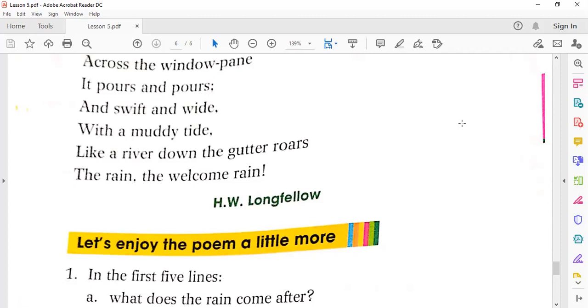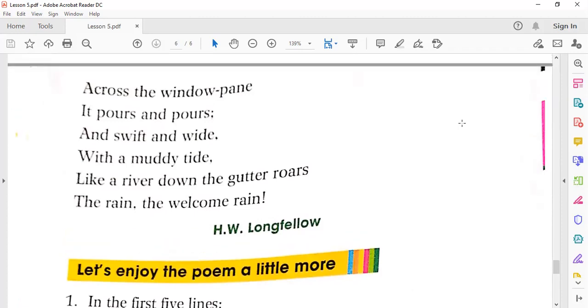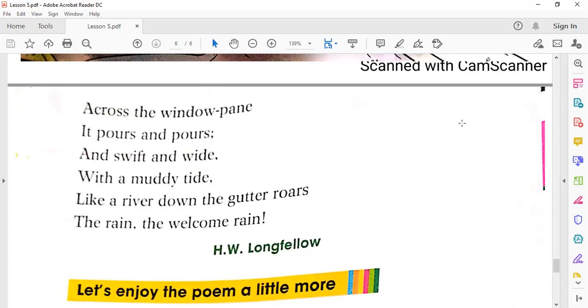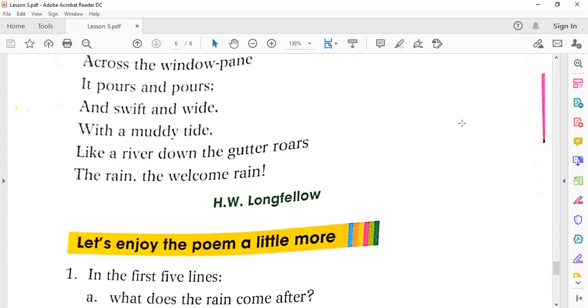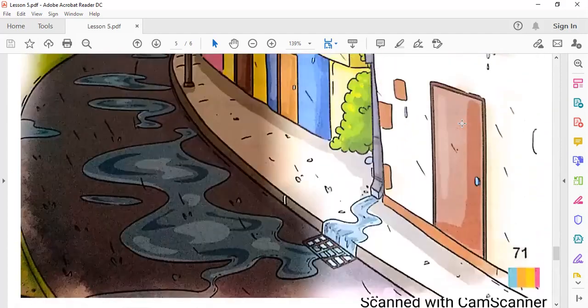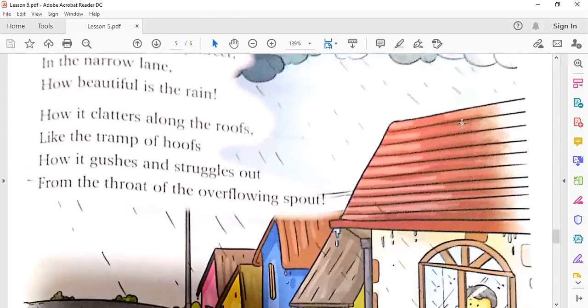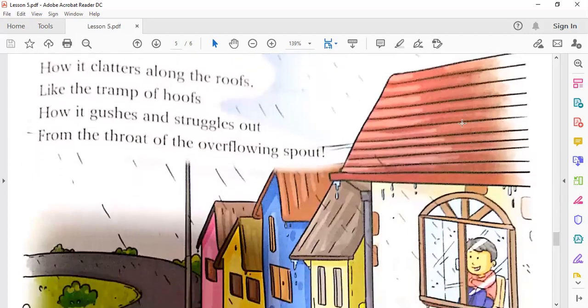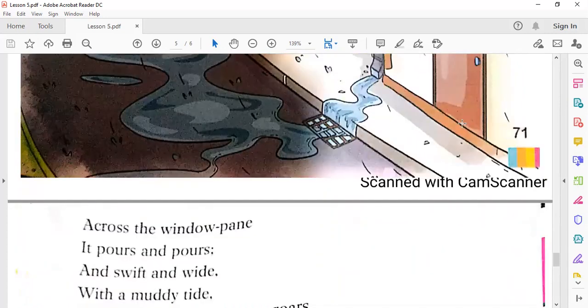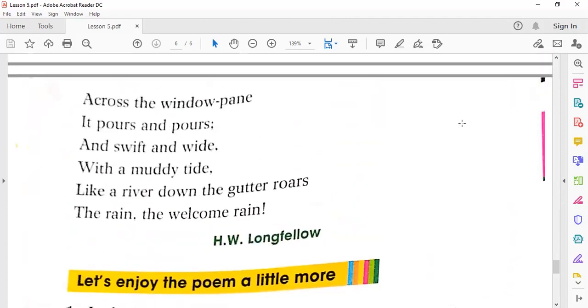So if you see, after the dust and heat, in the broad and fiery street, heat and street are same sound words, similar words. So these similar sounds we need to catch, okay. The important words are fiery, narrow lane, clatters, tramp of hooves, gushes, overflowing spout, muddy tide, gutter roars. All these you understand, dear students. Yes, this is a very beautiful poem.